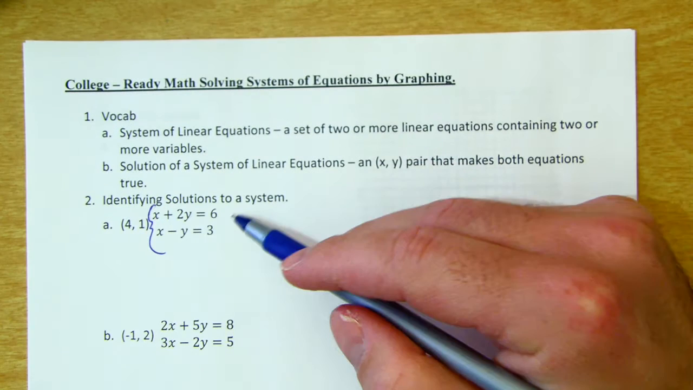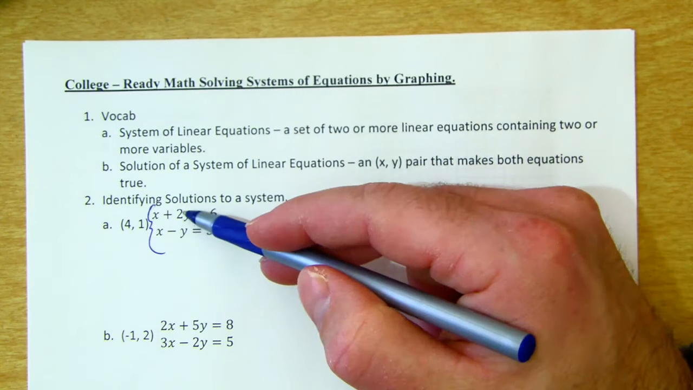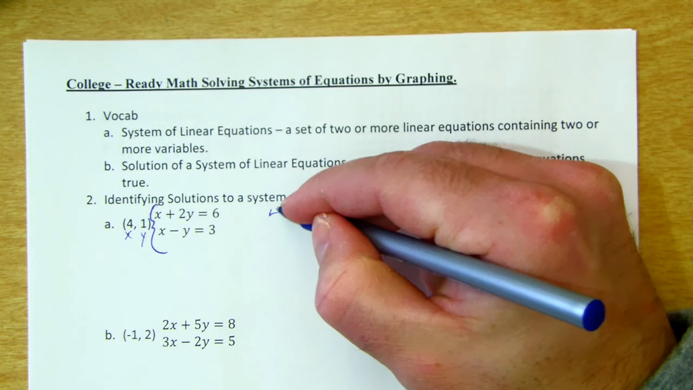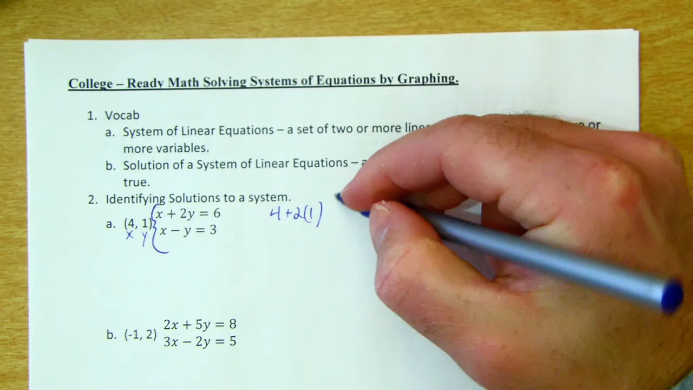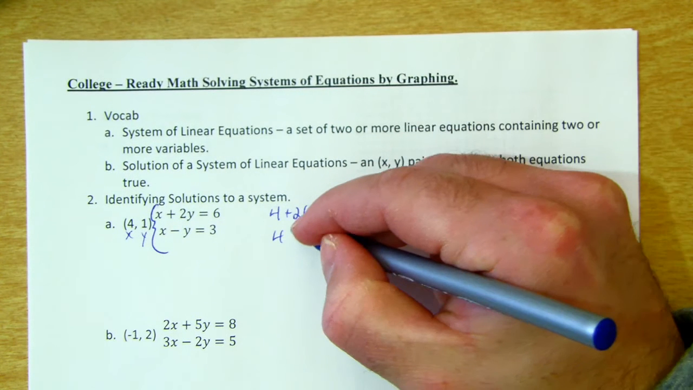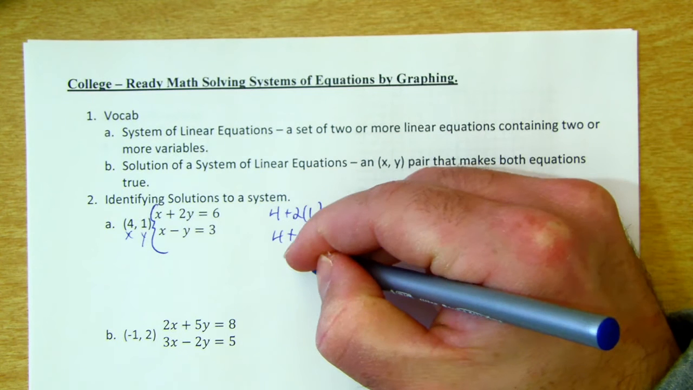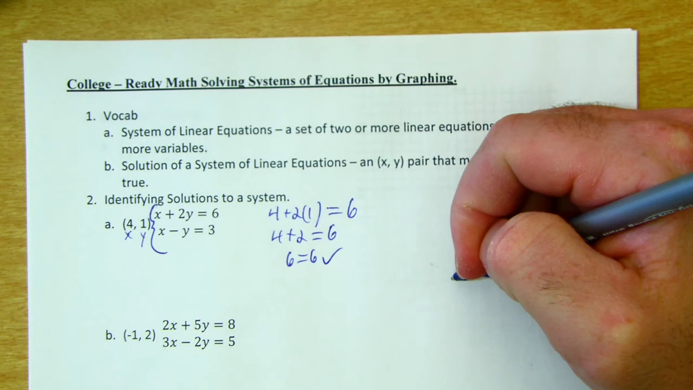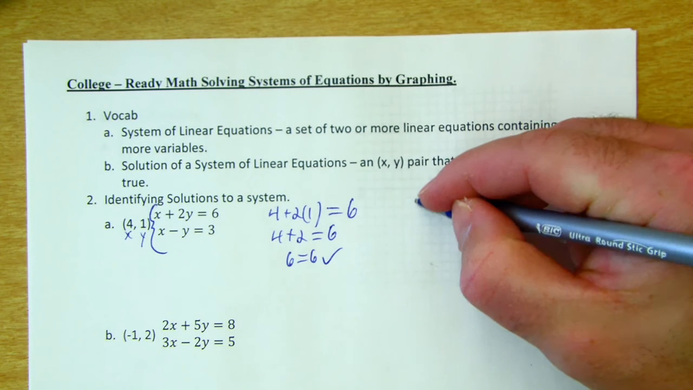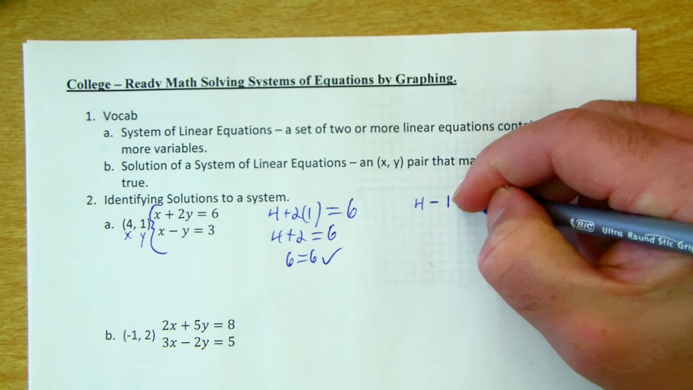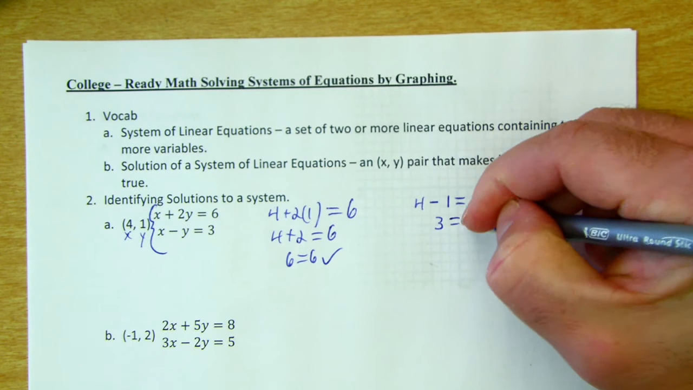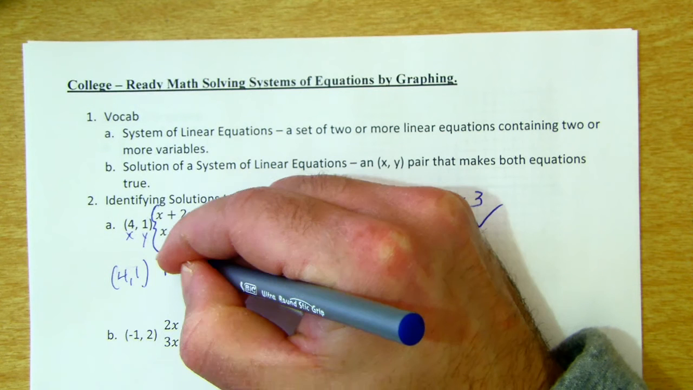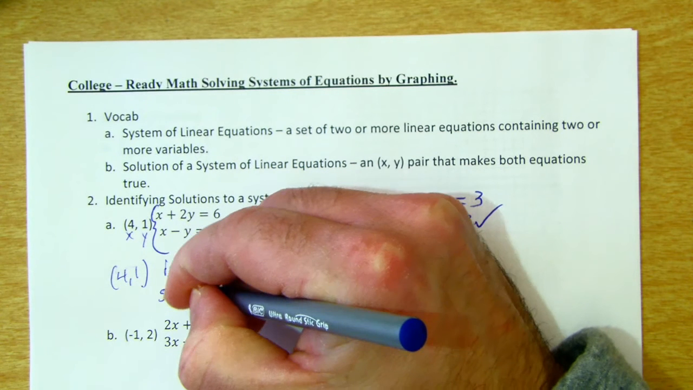So when we're trying to see, is (4, 1) a solution to this system? Again, 4 is your x, 1 is your y, so we put 4 in for x, 1 in for y. So we get 4 plus 2 equals 6. 4 plus 2 is 6. You get 6 equals 6. So that's good. In the second equation, again, putting 4 in for x, 1 in for y, 4 minus 1 is 3. We get 3 equals 3, so that's good too. So (4, 1) is a solution.